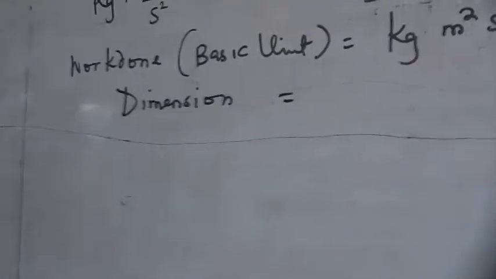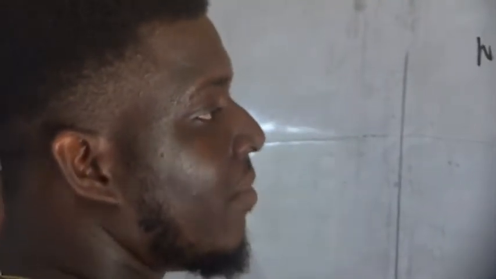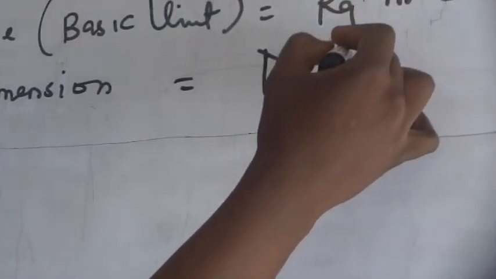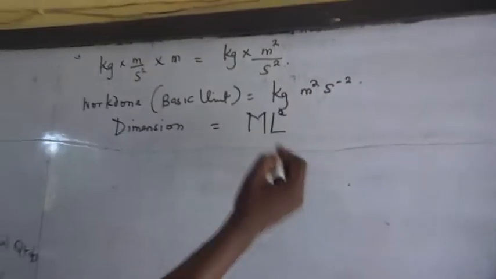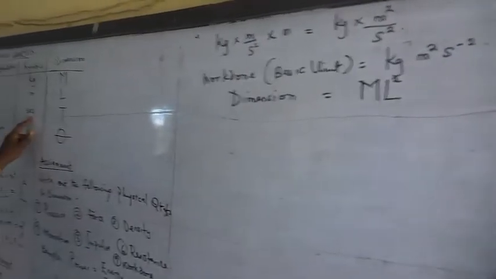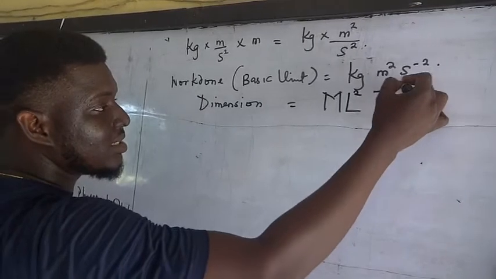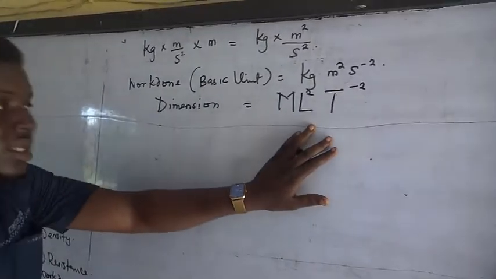Let's go back to the table here. From the table, we have kg. Kg is mass, M. What is m? Length, meters. We have capital letter L. So m changes to L in dimension. You have the square, the square still follows. Your s is seconds, and in dimension it is capital letter T, minus 2. So you have the dimension of work done to be this.